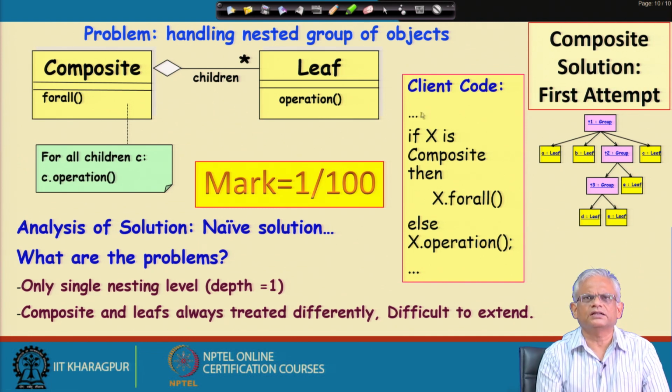You can see here the client has to distinguish between whether he is dealing with a composite or a primitive operation. If it is a composite, then it has to call the forAll, otherwise he has to call the operation directly. Getting a complex group out of this is very difficult. Nesting is not supported, different types of primitives, different composites, it is very hard to support, not a good solution.